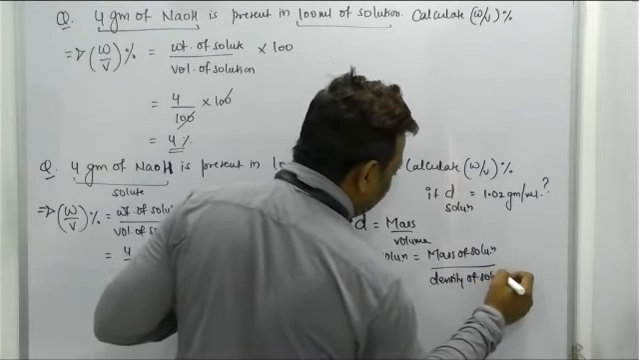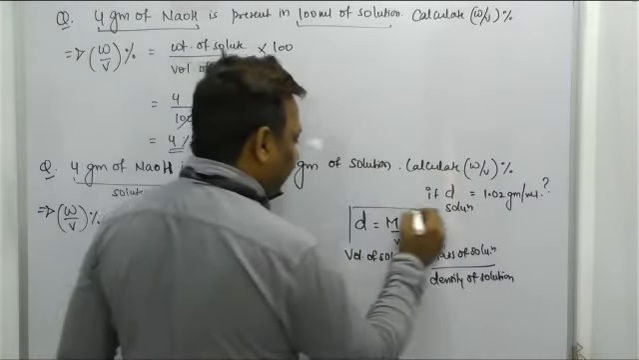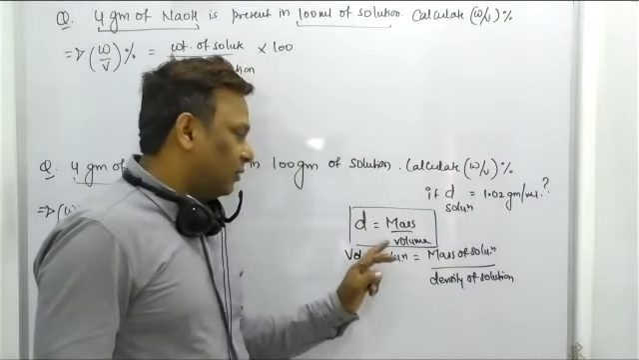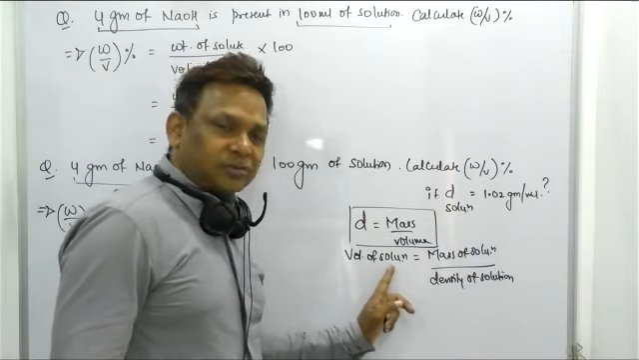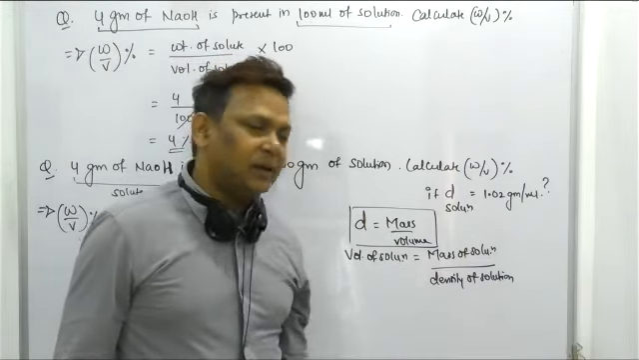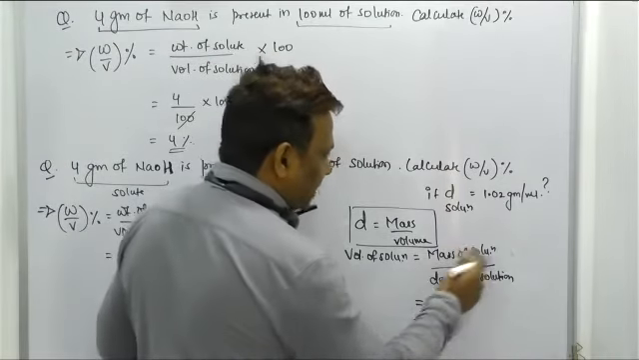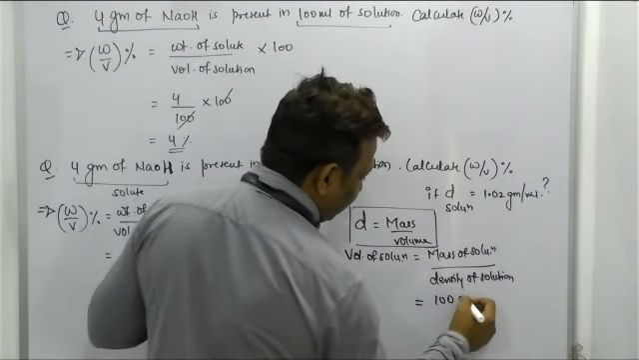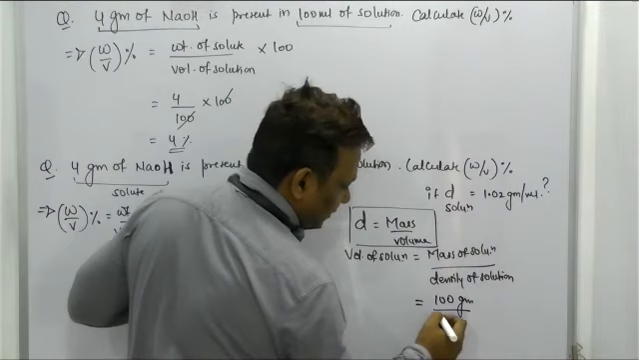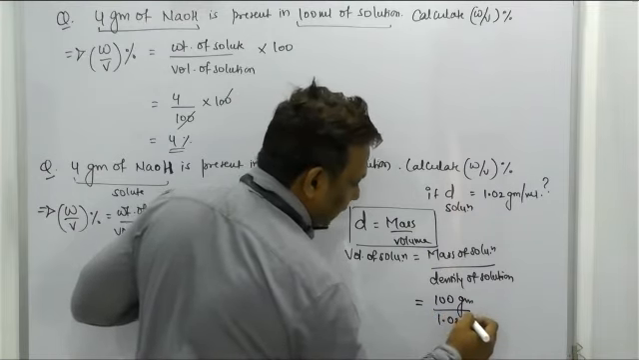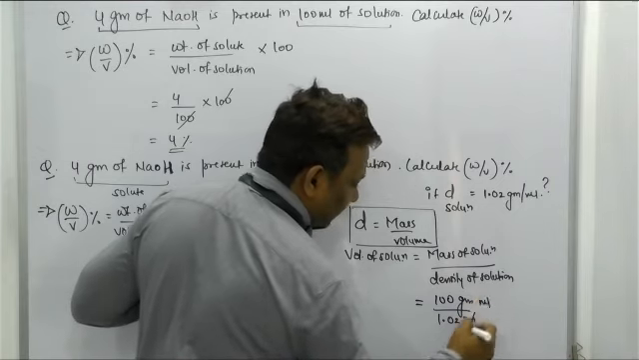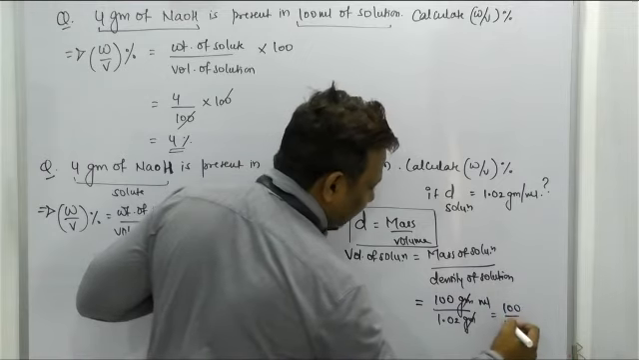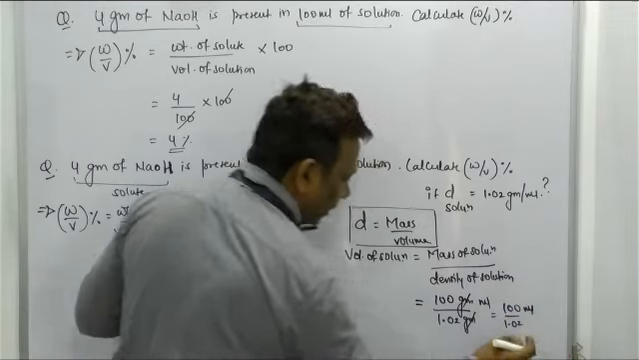See beta, this is the formula we got from here. From where? Density equal to mass by volume, so volume equal to mass by density. Volume of solution is equal to mass of solution by density of solution. But what is the mass of solution? Check it here. 100 gram. What is the density of solution? 1.02 gram per ml. So ml goes here, it gets cancelled. If you solve, it becomes 100 by 1.02 ml. It is the volume of solution I got.